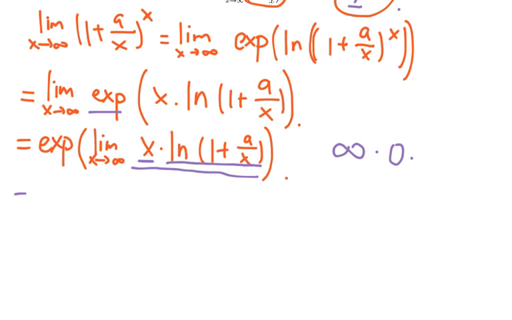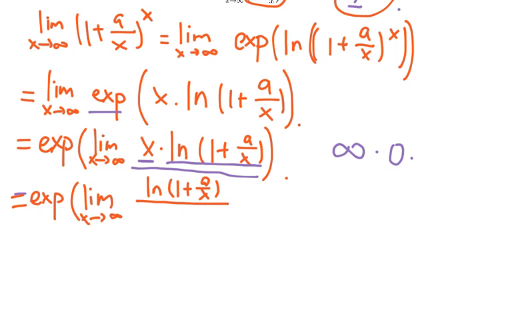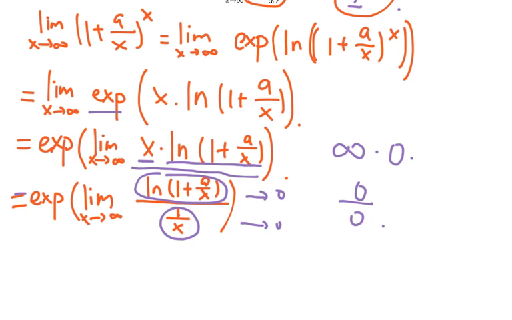So we can use the property of algebra and rewrite this as the limit as x goes to infinity of natural log of 1 + a/x divided by 1/x. Now we can see that for the numerator, when x goes to infinity, the numerator goes to 0. And when x goes to infinity, the denominator, which is 1/x, also goes to 0. Now we're in the situation of 0 over 0. And then we can apply L'Hopital's rule.